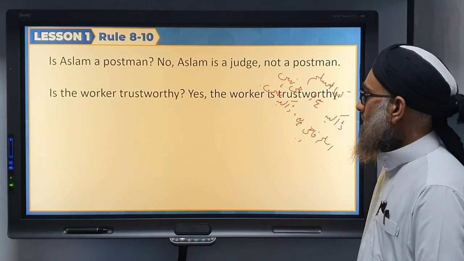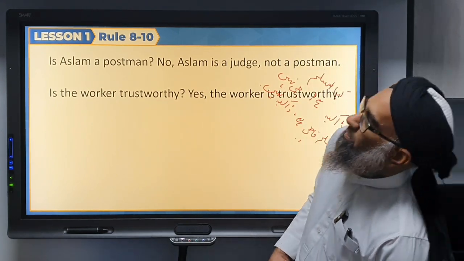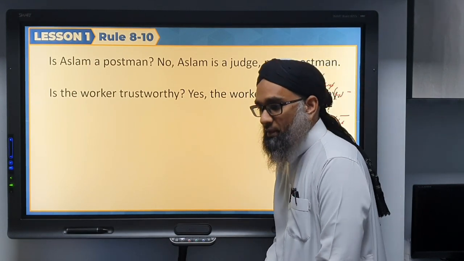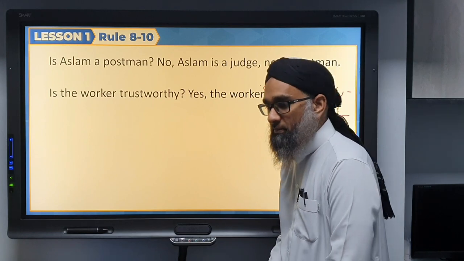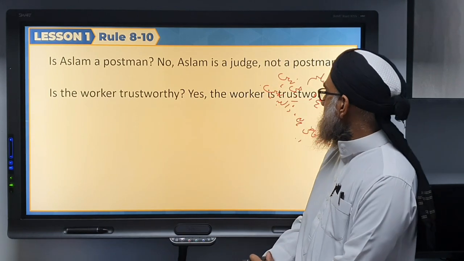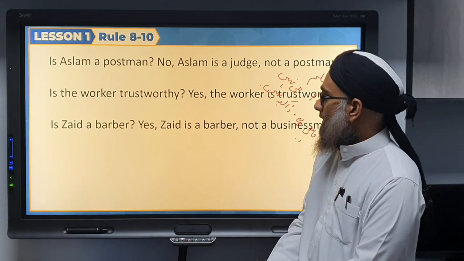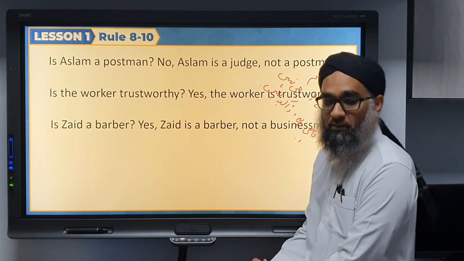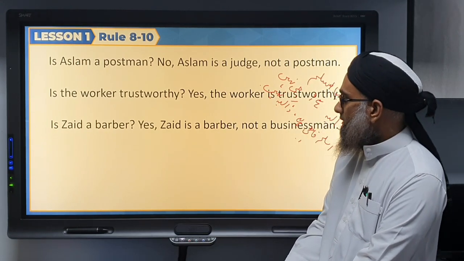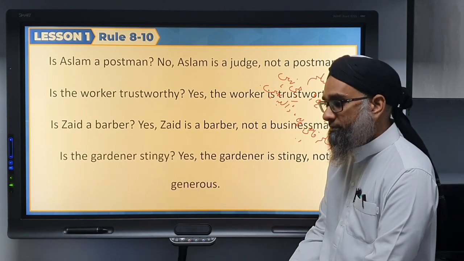Who's turn? Kya mi'mar? Mazdoor is worker. Kya mazdoor amanatdar hai? Ji haan, mazdoor amanatdar hai. Good. Ji. Kya Zaid Hajjam hai? Ji haan, Zaid Hajjam hai. Tajir nahi. Next one.